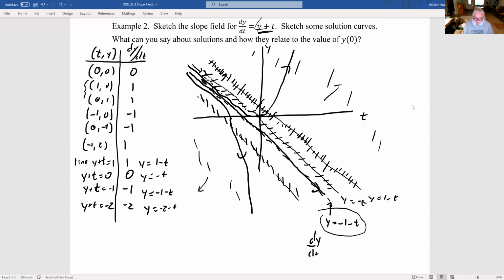dy/dt equals -1, right? That's checking the left-hand side, y plus t, and y plus t equals -1. So this is actually a solution. If we take this function and plug it into this equation.